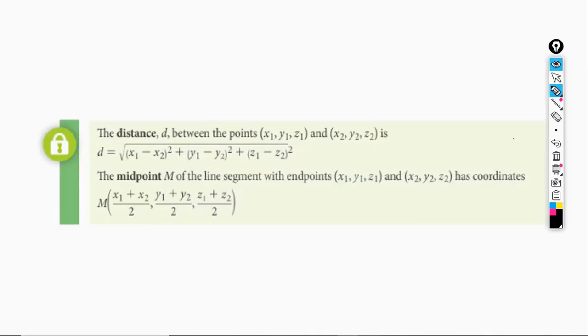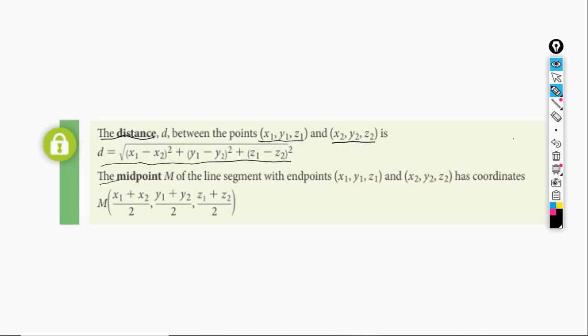So here are a couple of formulas that we're going to be applying to this three-dimensional geometry. For example, the distance formula. The distance between 2 points x1, y1, z1 and x2, y2, z2 is, and notice that this distance formula is exactly the same one that we would use for the two-dimensional plane. So it's the difference in x squared plus the difference in y squared plus the difference in z squared, and square root of all that.